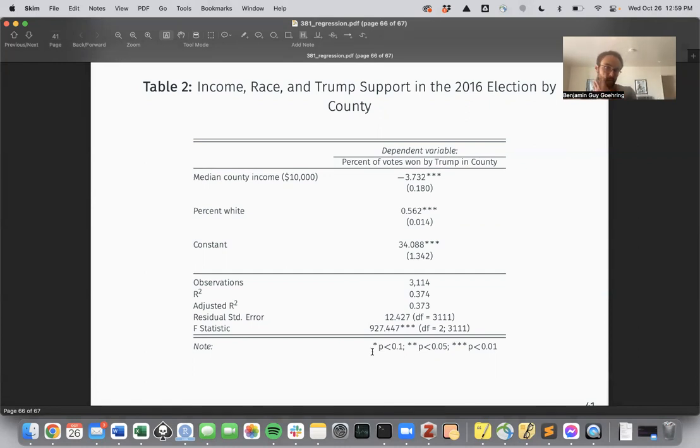Okay. We also have this constant down here. Again, it doesn't really make a lot of sense, in that this constant is saying if a county has 0 white people in it and a median income of $0, on average, it will support Trump 34% of the time. Or sorry, on average, 34% of the people in the county will support Trump. But we don't have any counties that look like that.